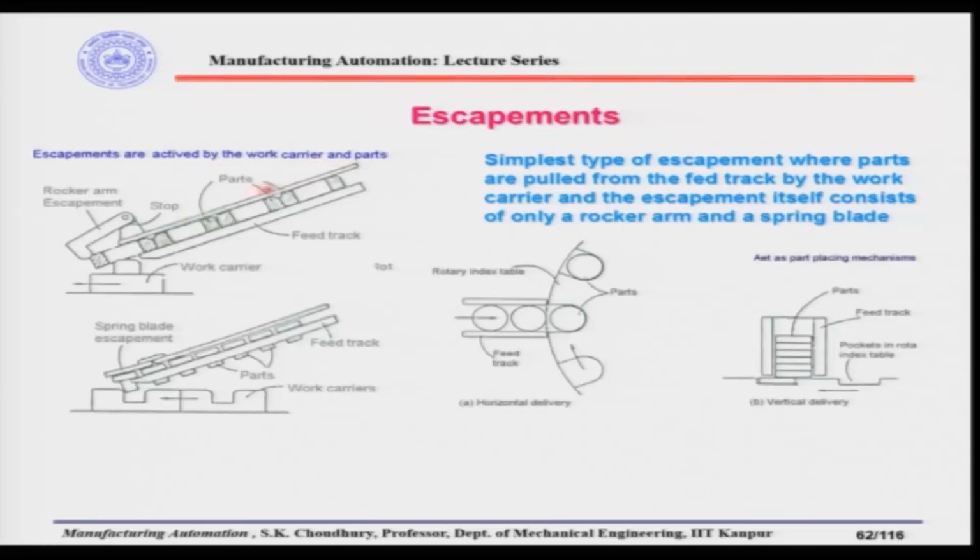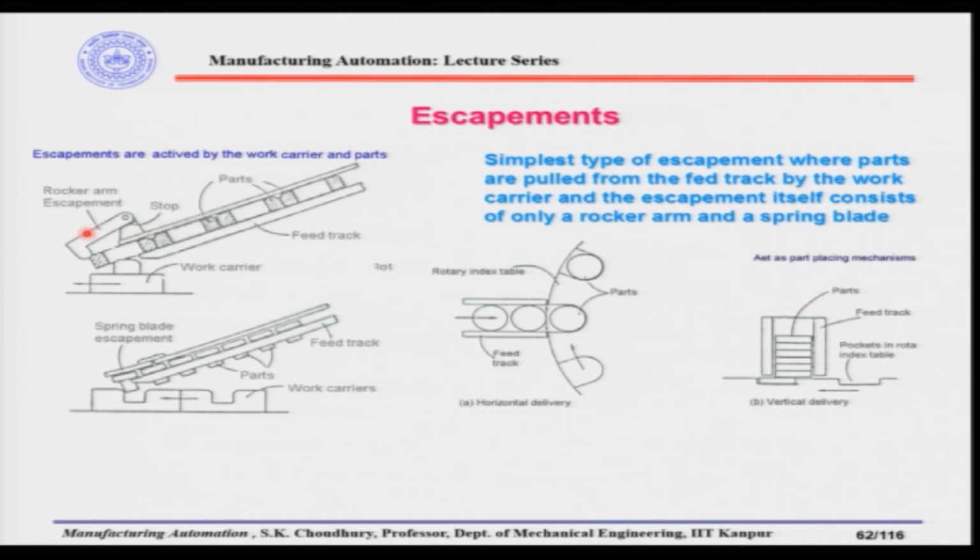So, therefore, the escapements are the devices which provide the parts to be fed to the assembly machine one after another or one by one. Now, escapements are activated by the work carrier and parts in the diagrams shown here. See, for example, here this is the work carrier. Work carrier will take the works or the parts which are coming through the feed track from the bowl feeder.